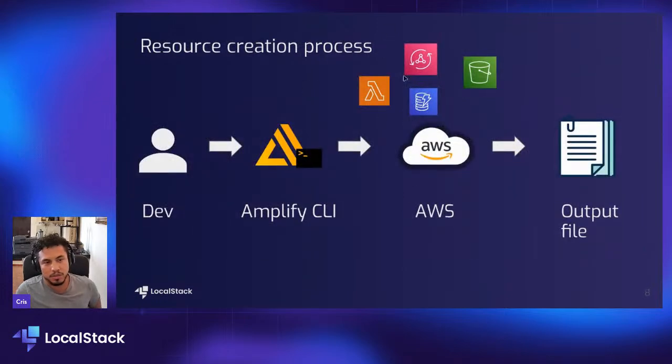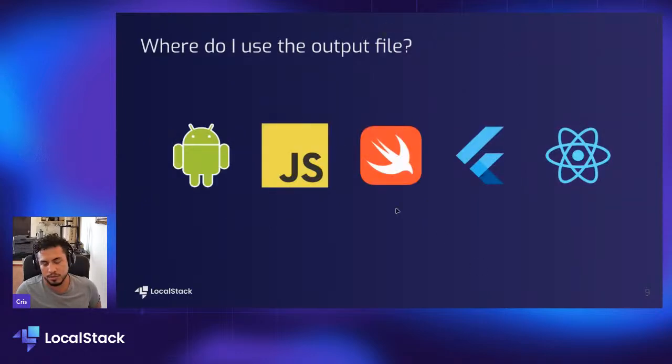So how does the process look like? As a developer, you use the Amplify CLI to request some resources like an authentication resource or a REST API. The tool will create those resources in the AWS cloud and give you an output file with all the identifications for the resources that you created. And that output file, you put it in your web or mobile application that is using the Amplify libraries. You can basically use it anywhere.